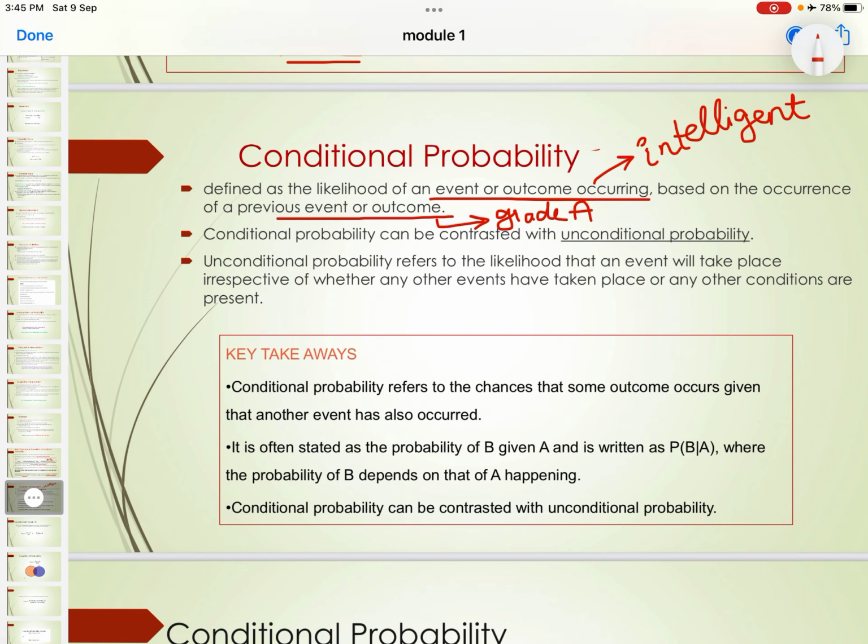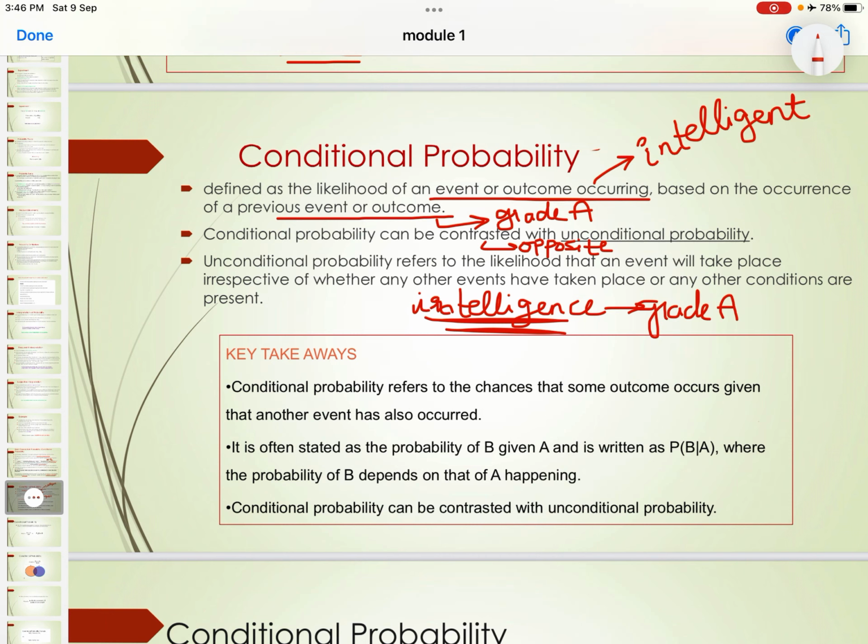Conditional probability can be contrasted with unconditional probability. Contrast means it is the opposite of unconditional probability. Unconditional probability refers to the likelihood that an event will take place irrespective of whether any other event has taken place or any other conditions are present. That means the event intelligence will take place irrespective of grade A; that is your unconditional event.